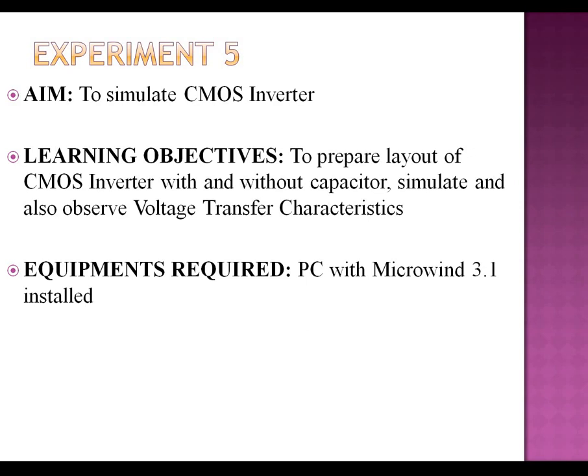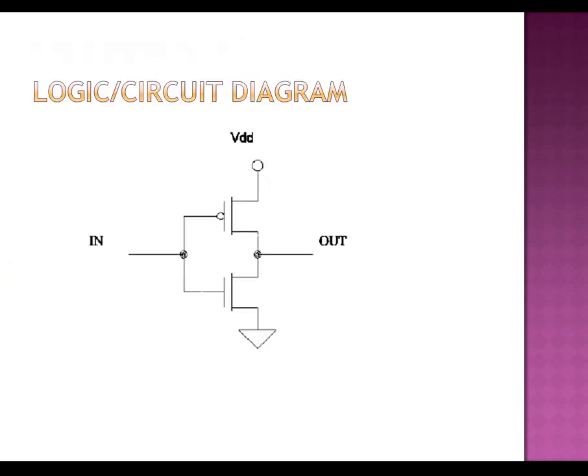Equipment or software required are a PC with Microwind 3.1 or higher version, any version installed. Since this is the most basic one which you all might be knowing, here is the logic diagram. We need a P channel MOSFET and an N channel MOSFET, whose gates are connected together to give a common input, and whose source and drain are connected together to take the common output. Here is the VDD supply and this is the ground.